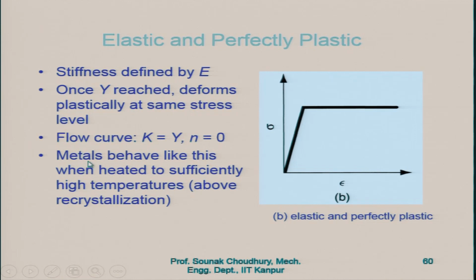Now, the metals behave like this when heated to sufficiently high temperatures. When the metal is at sufficiently high temperature and then stress is applied, the stress strain curve will be this way: initially it will be elastic and then it will be plastic, and the plastic region starts without any increase in stress, so at the same stress level. That means the temperature of heating should be above the temperature of recrystallization, okay.